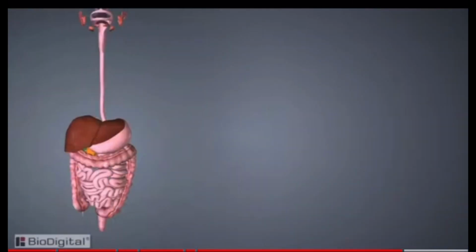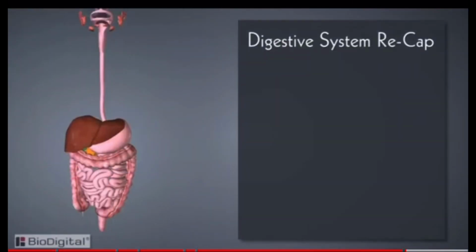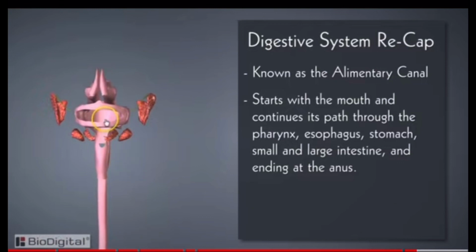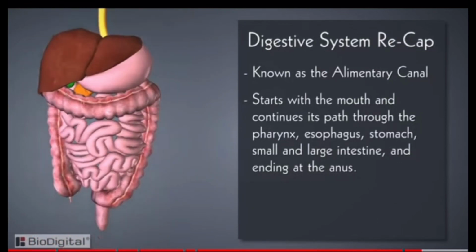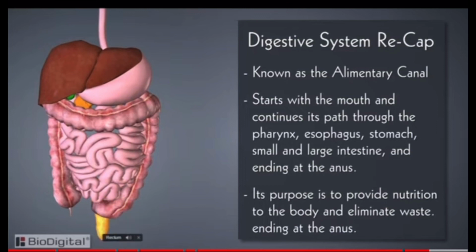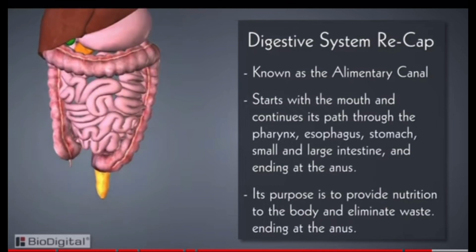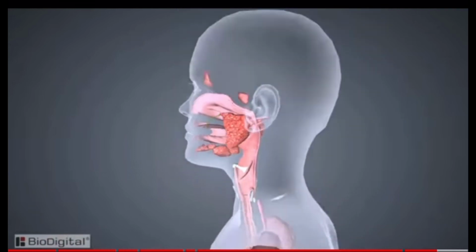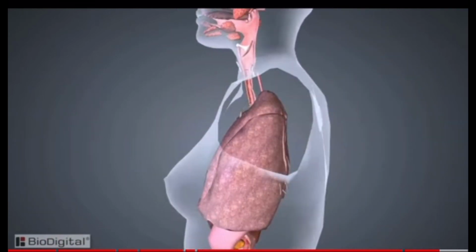Here's a quick recap. The digestive system, simply explained, is known as the alimentary canal, beginning with the mouth and continuing its path through the pharynx, esophagus, stomach, small and large intestine, and ending at the anus. Its purpose is to provide nutrition to the body and eliminate waste. You should now have a basic understanding of how this system works, but the digestive system is very complex.